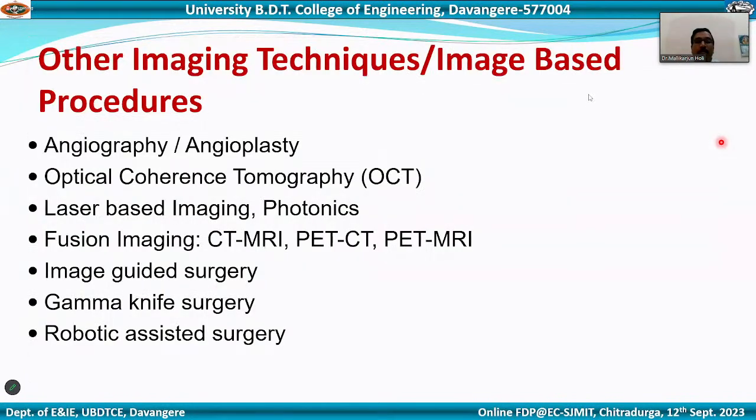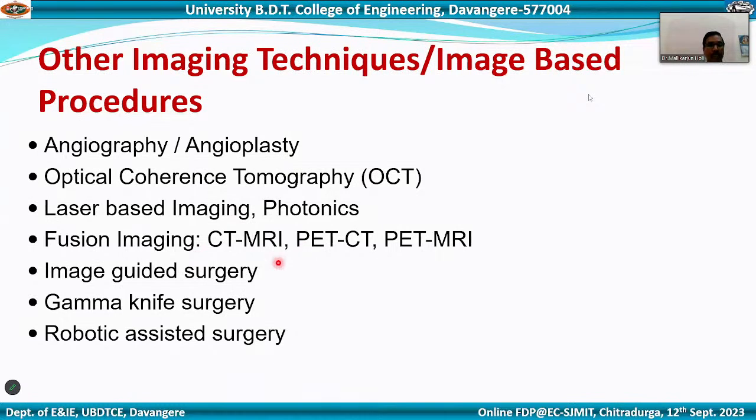Other imaging techniques and image-based procedures include angiography and angioplasty. If there is a blockage in the vessels, we go for angiography. Angioplasty is to treat that blockage; balloon angioplasty is effective, or putting in a stent. Optical coherence tomography is widely used to image the retina, the various layers of the retina. Retinal damage can be viewed using OCT. Laser-based imaging and photonics are also coming up.